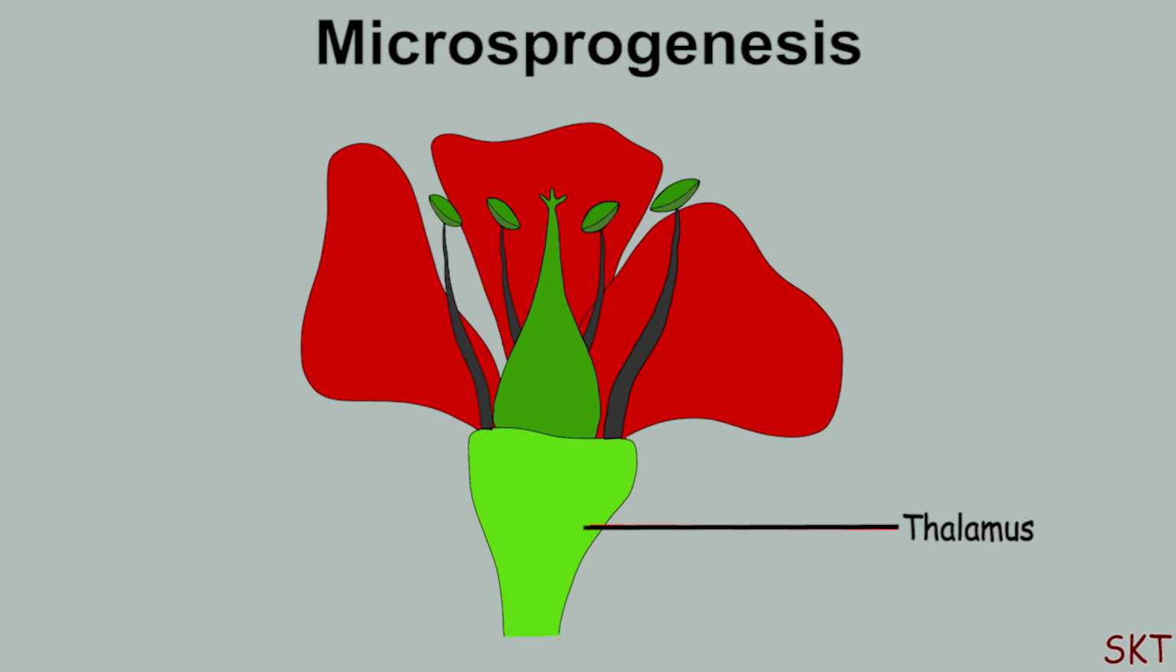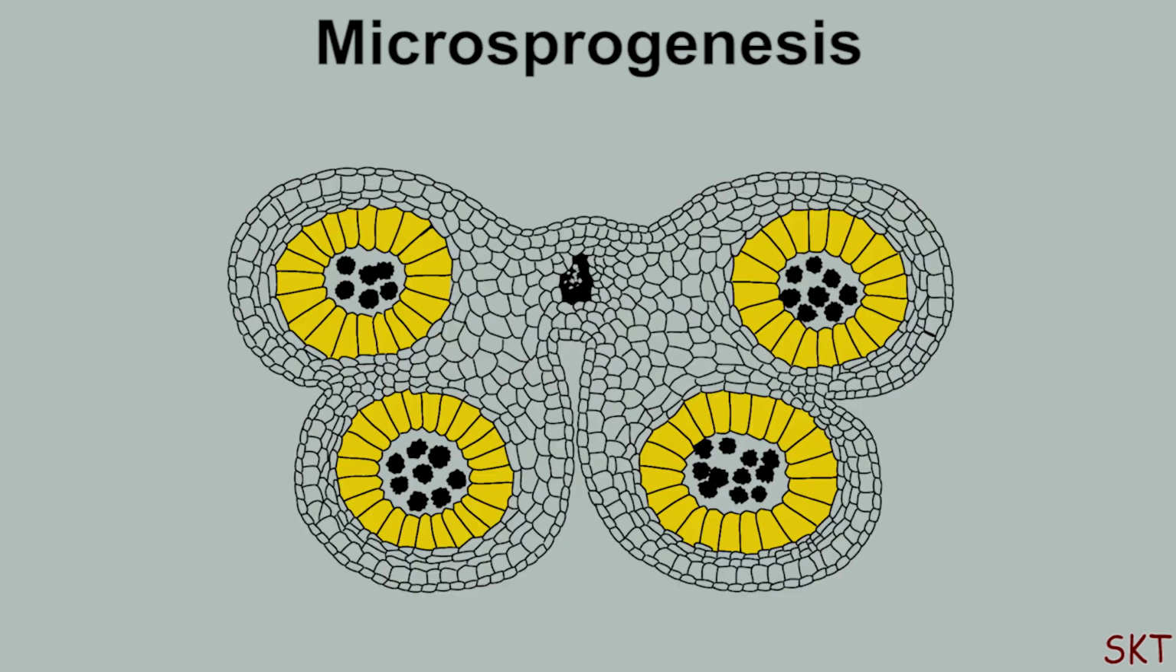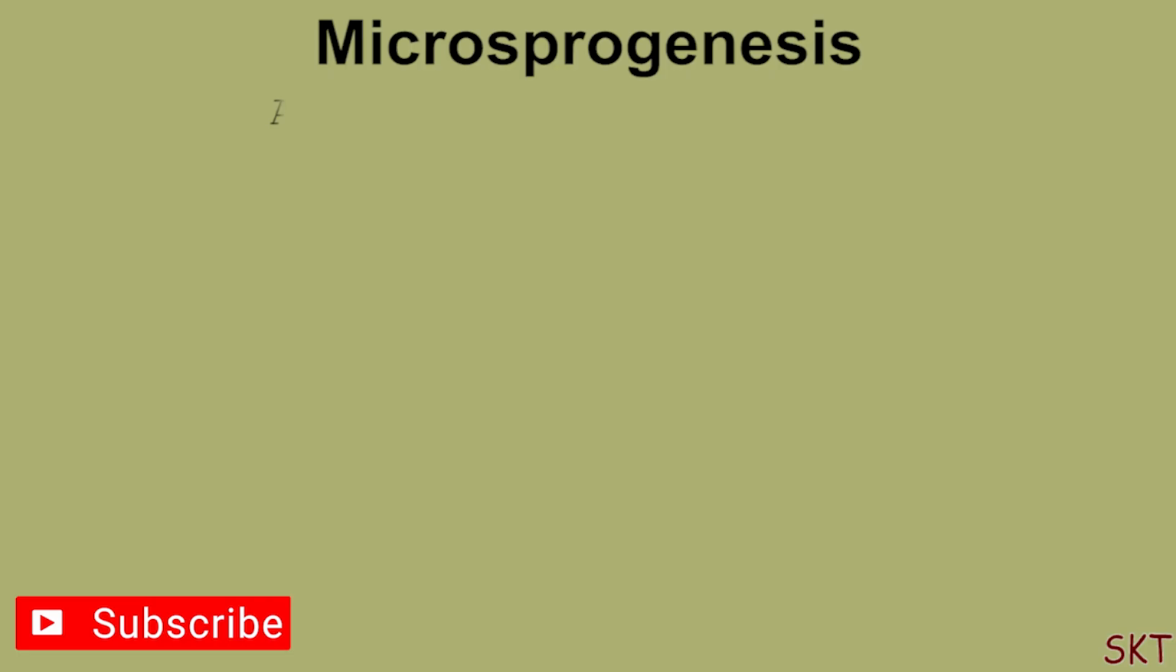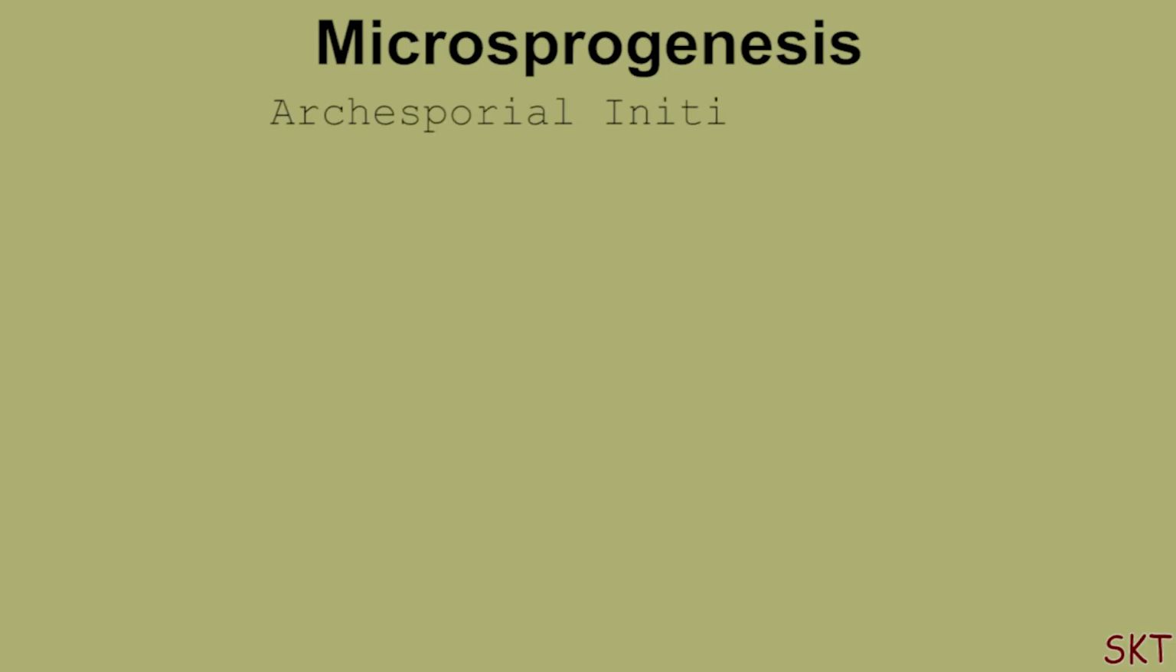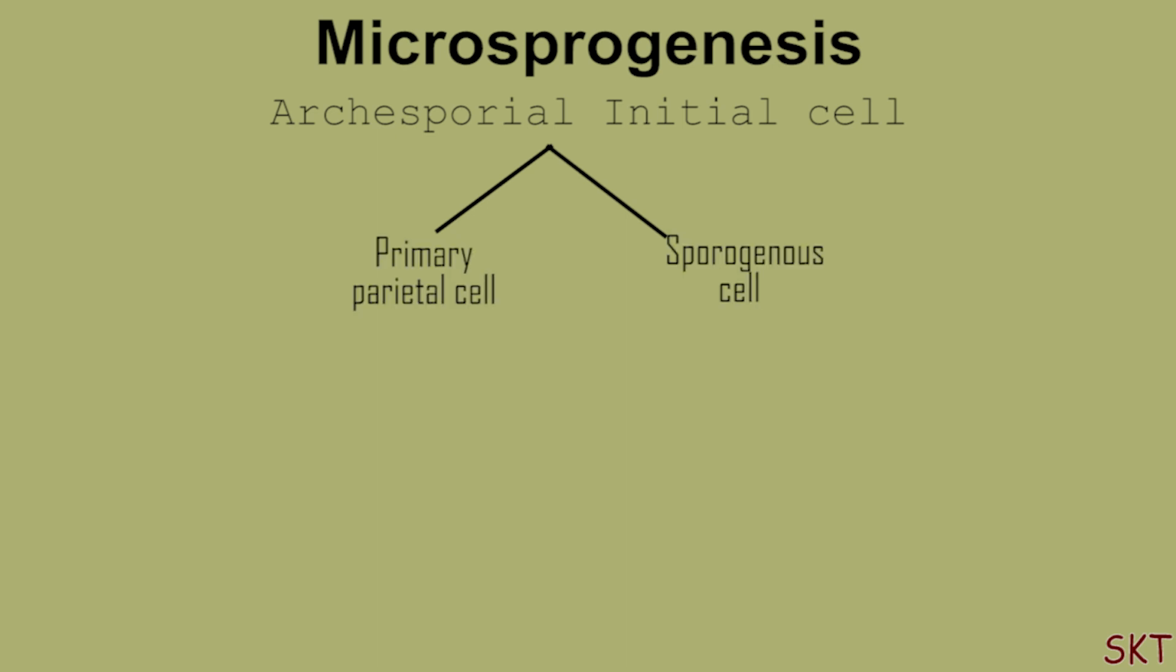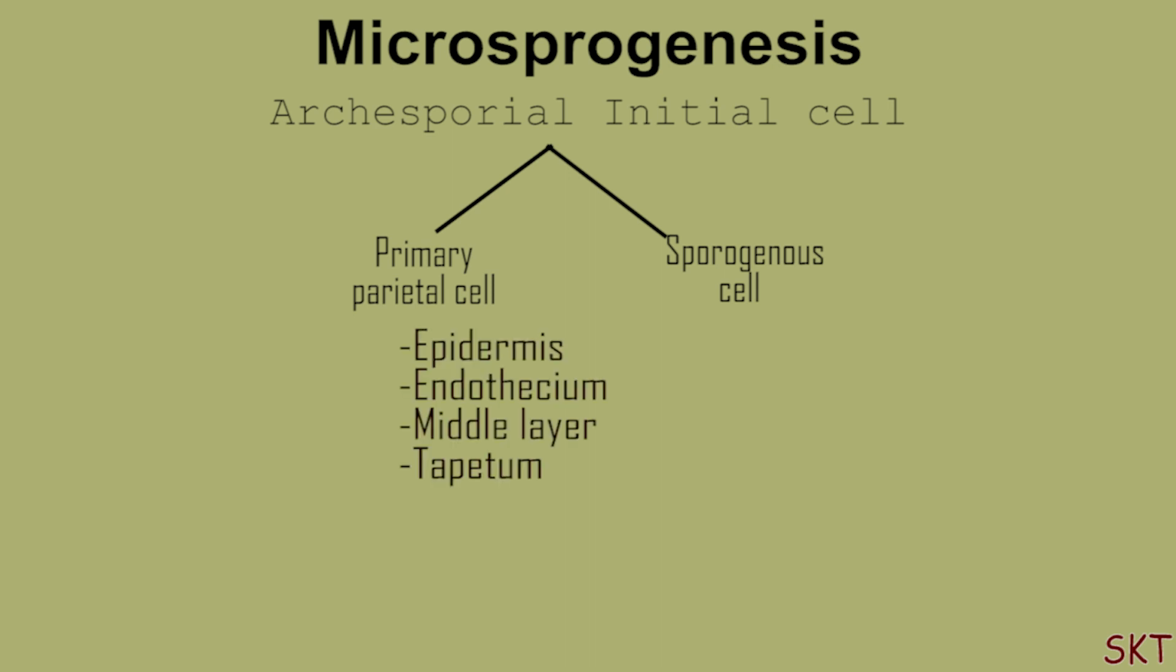cells. As you can see in the image, it is the transverse section of a mature anther. You can see four lobes, that is Microsporangium, one on each side. At the beginning, there will be four archisporial initial cells which divide to form two types of cells, that is primary parietal and sporogenous cells. The primary parietal cell further divides to form four types of cells, that is epidermis, endothecium, middle layer, and tapetum.